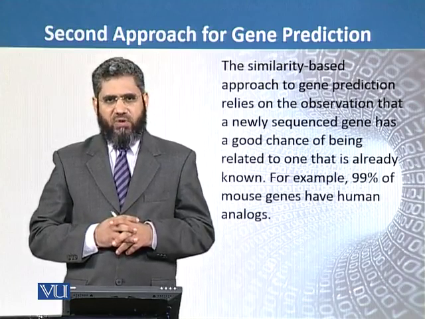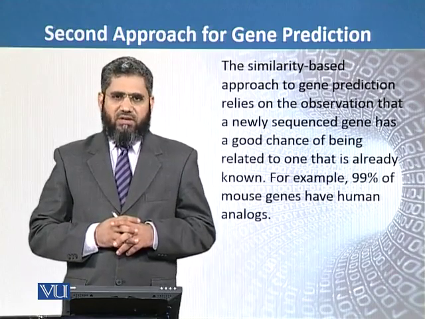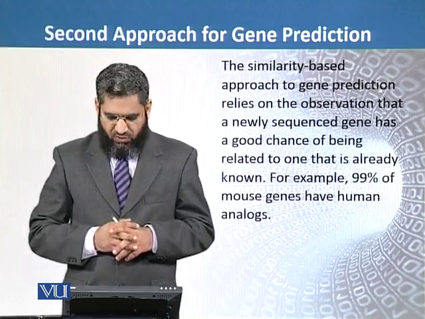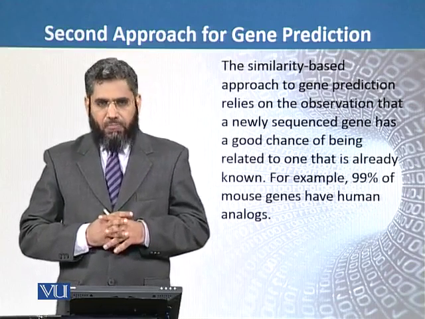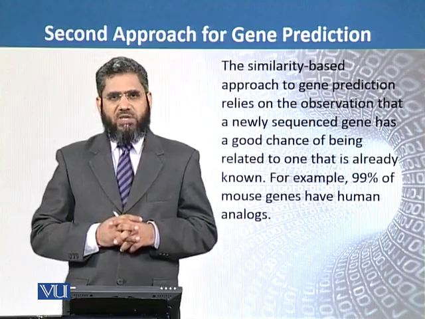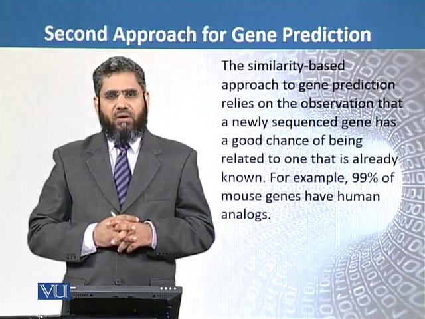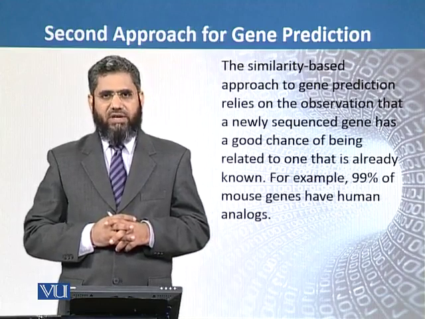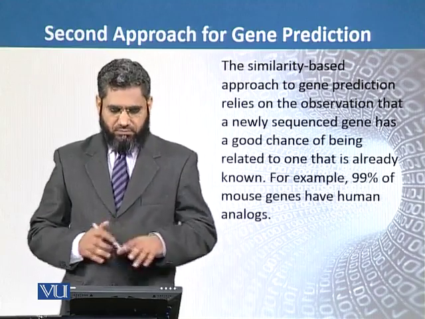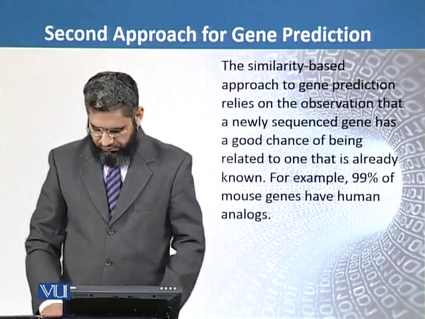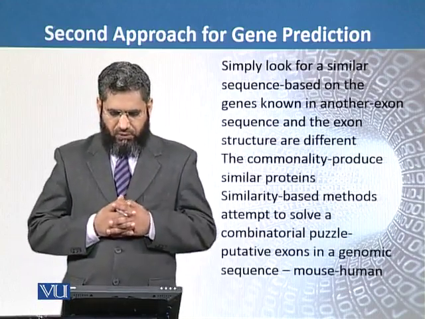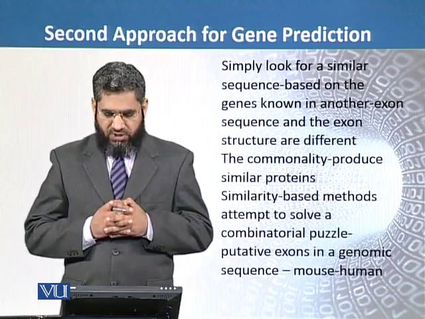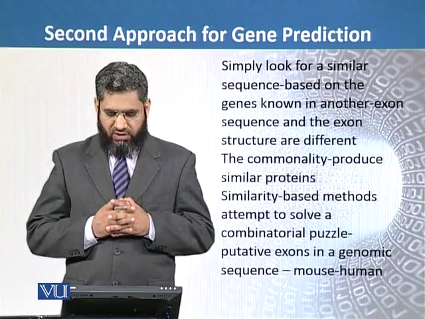So a newly sequenced gene cannot always be compared directly with the already sequenced genes of other organisms. An example is that 99% of the human genes are almost similar to the genes of the mouse that is present in the genome. So we can simply look for a similar sequence based on the genes known in another organism.